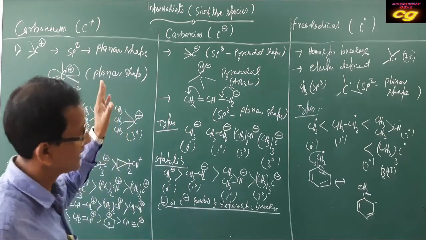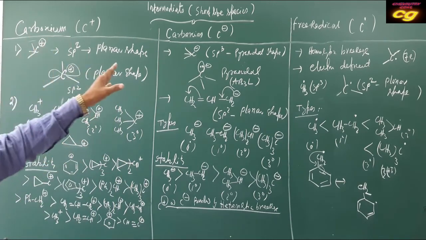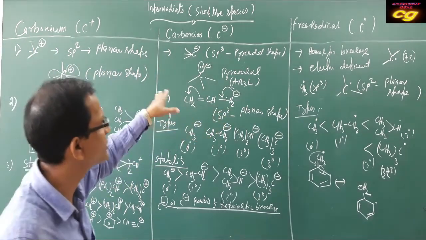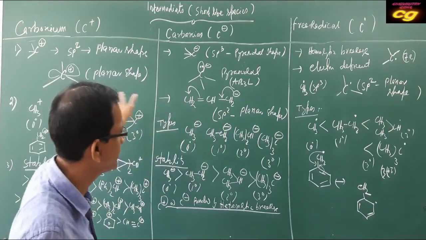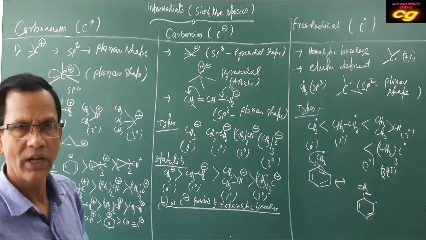So we will explain this in the next class. Okay, you practice, and remember the difference between carbocation, carbanion and free radical on the basis of structure, hybridization and their stability. Okay, thank you all.